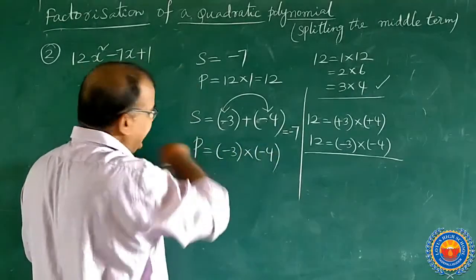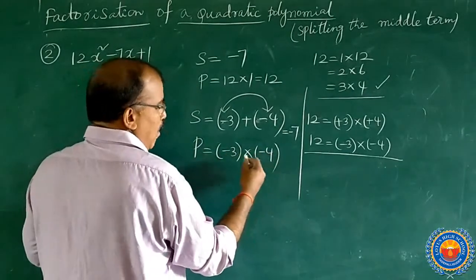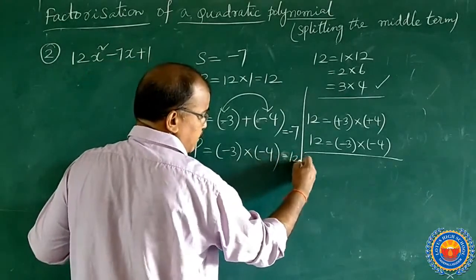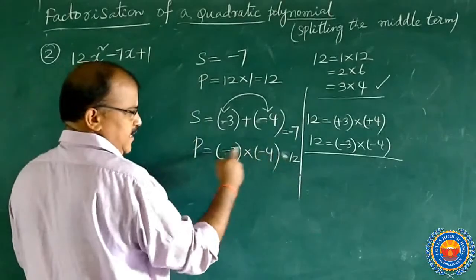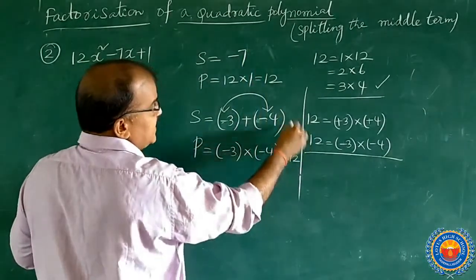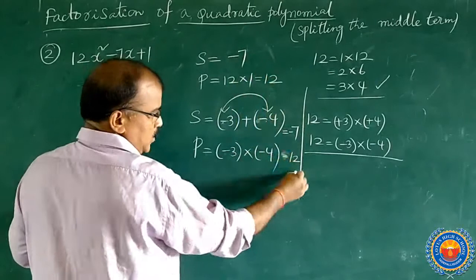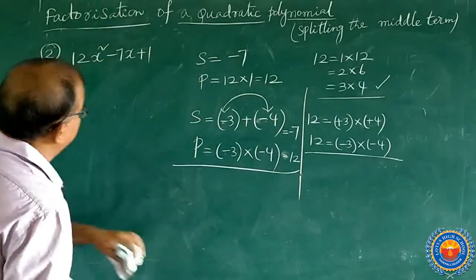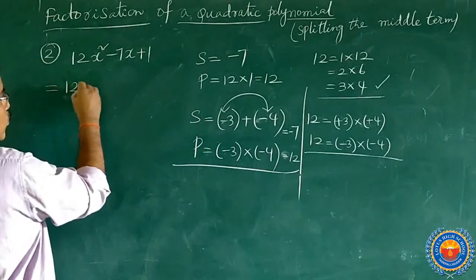Now, product. Minus 3 into minus 4. If you multiply minus 3 into minus 4, 3 4s are 12. That's why I should get plus 12. Minus into minus is plus. Yes, this is minus 7, this is also minus 7. This is plus 12, this is also plus 12. So my numbers are minus 3 and minus 4.